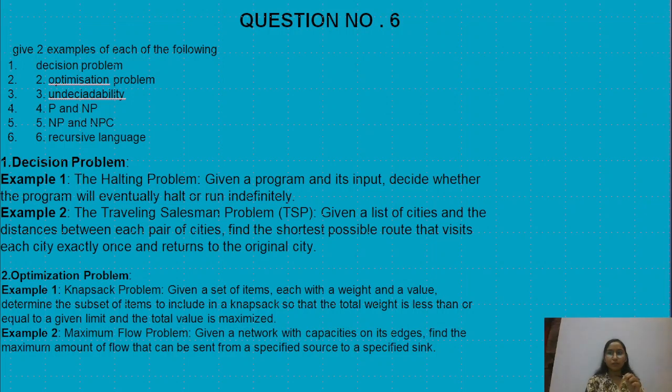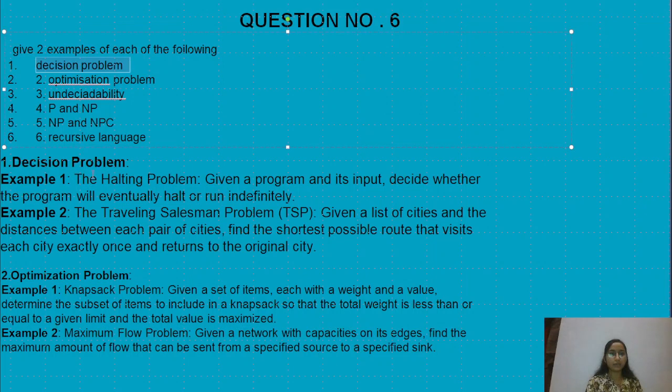Okay, now let's move towards another question of the NSEM paper of Theory of Computation. Question number 6. Question number 6 is: give two examples of each of the following: decision problem, optimization problem, undecidability, P and NP, NP and NPC, and recursive languages.